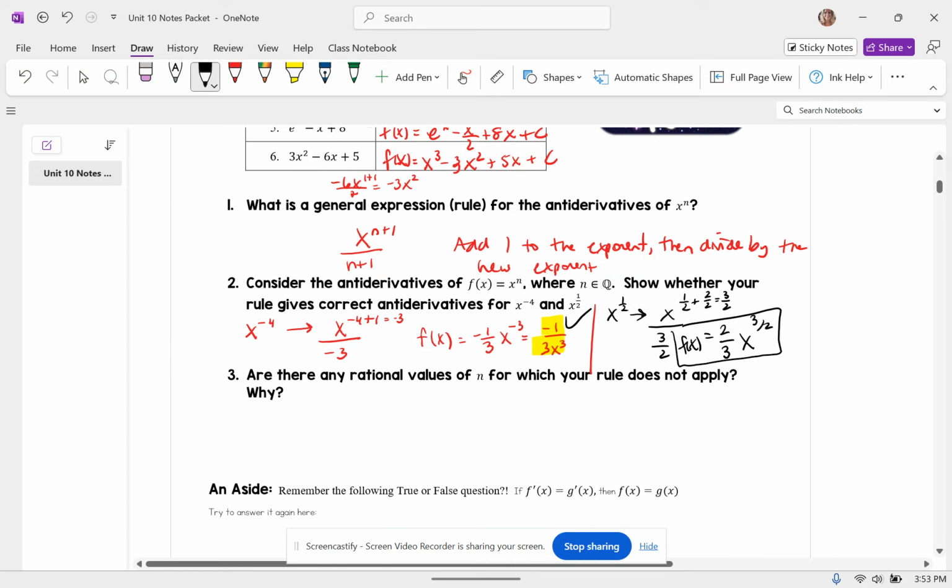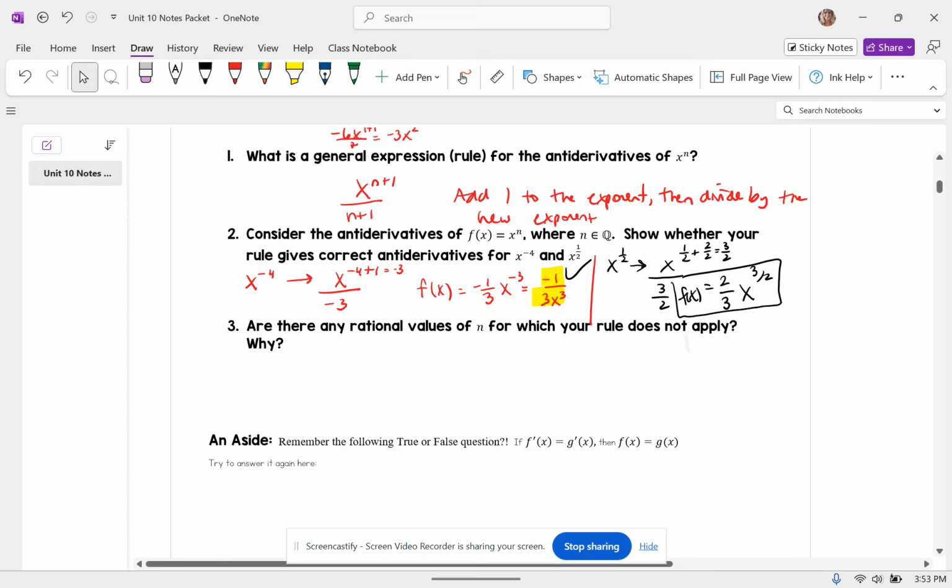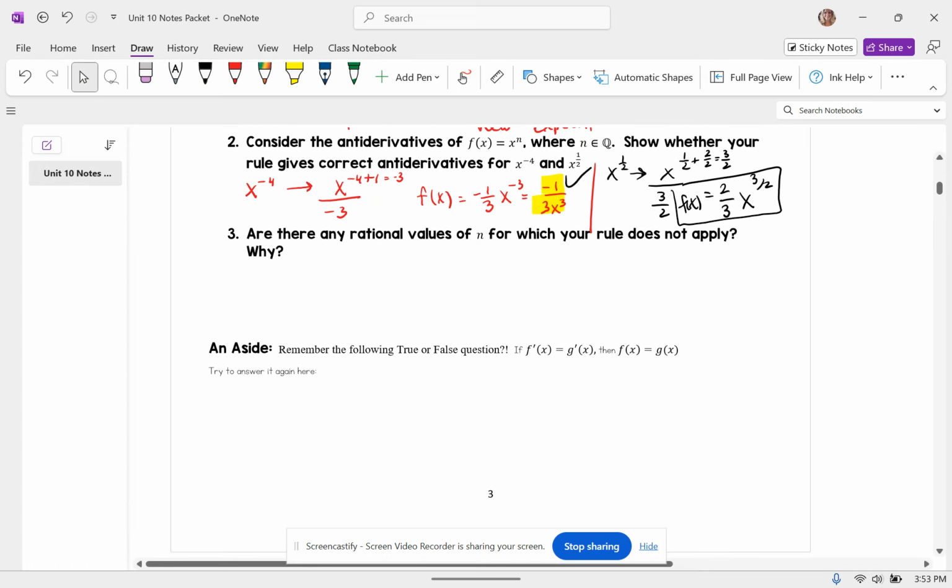So think about just how the power rule holds true for all polynomials, rational exponents, and negative exponents. The same seems to be holding true for integrating, so that's pretty cool. This is starting to feel like the power rule just moving backwards. Are there any rational values of n for which your rule does not apply, or why?